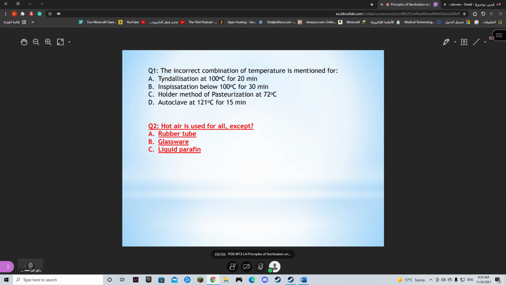Hot air is used for all except rubber tube. Glassware, liquid paraffin. Which one? Except what? The hot air oven is used for glassware, liquid paraffin, meaning the greasy things. But you're not supposed to put the rubber tube, it will degrade. Yeah, of course.